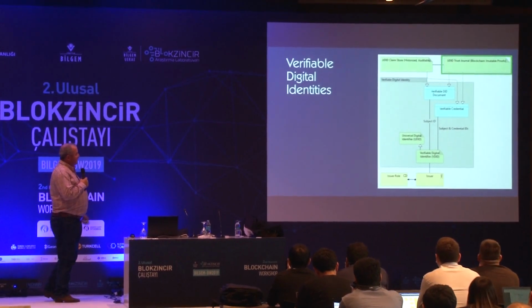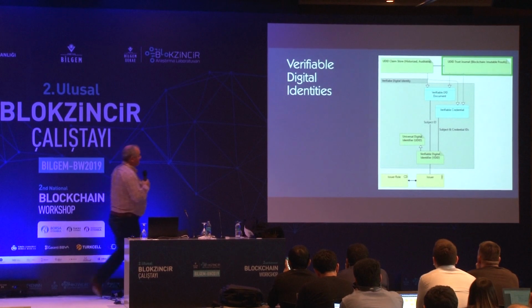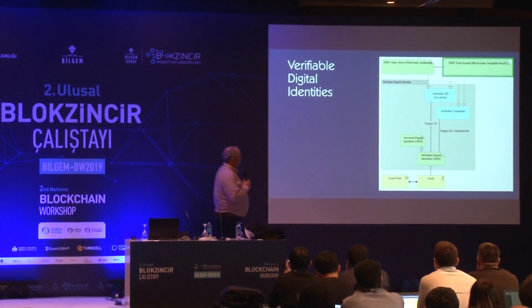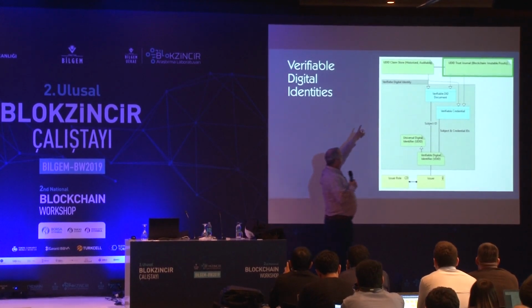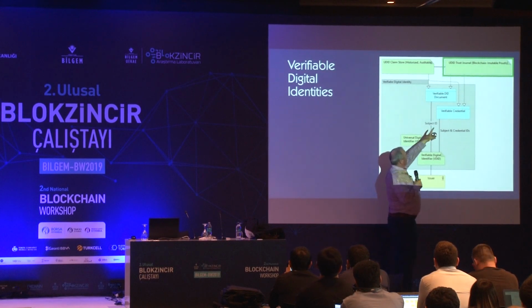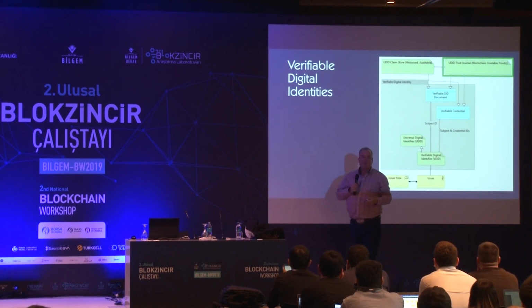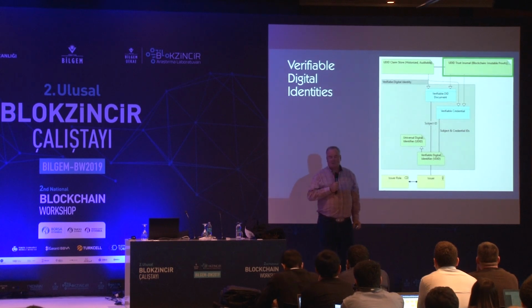So what are verifiable digital identities? Well, verifiable digital identities don't just have data associated with them, but they have this concept of some sort of immutable proof, some sort of signature that's persisted on the blockchain.